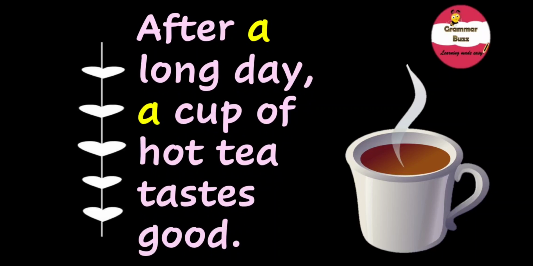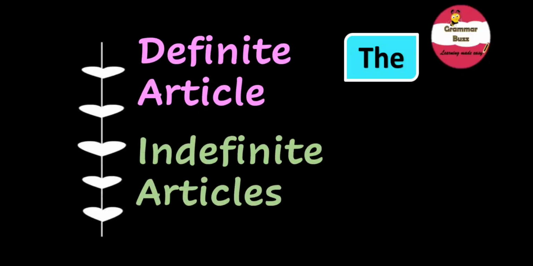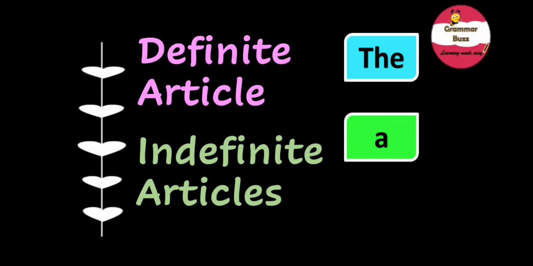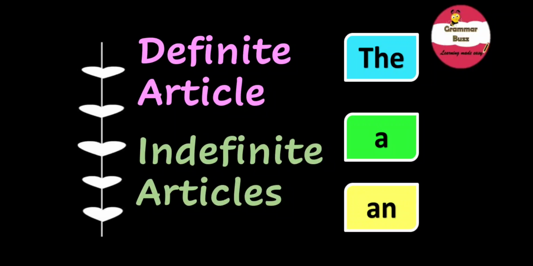Definitely it is. Now, you have something to remember, and that is, in English we have two types of article. Definite article, that is the, and indefinite article, that is a and an. So let's discuss them one by one at a time.